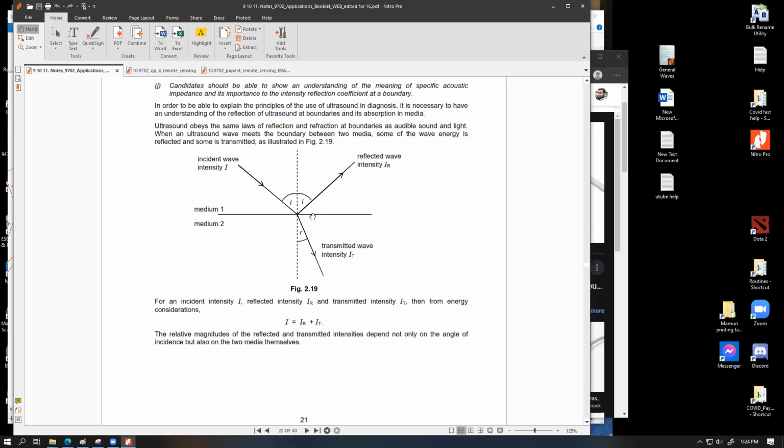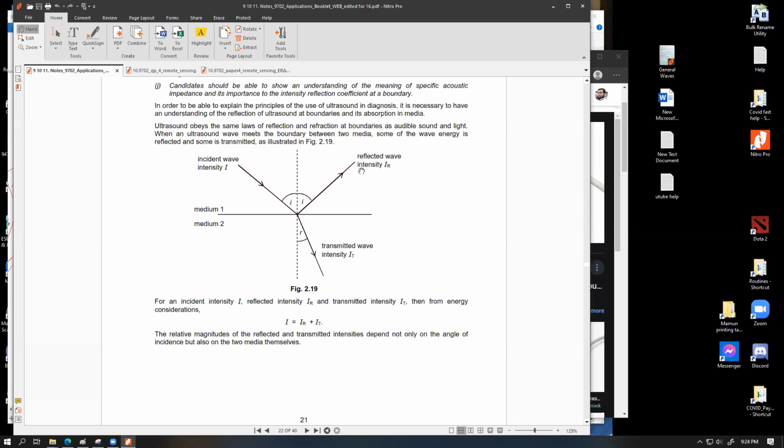We can design systems where one of them might be zero. For example, if you have total internal reflection, this never happens. In that case, I equals to IR, total internal reflection, if you remember from your O-level discussion.